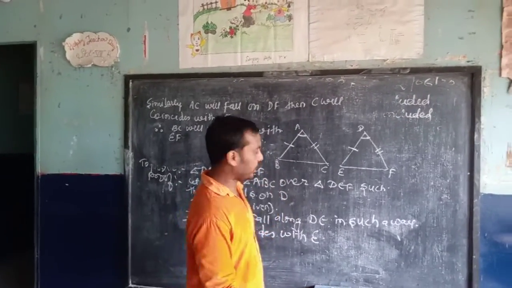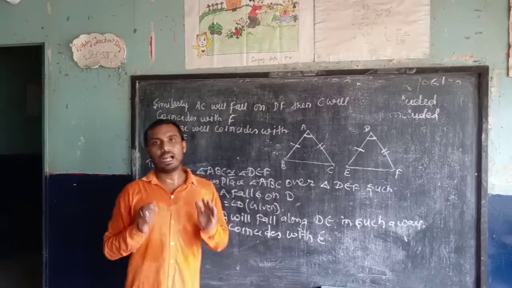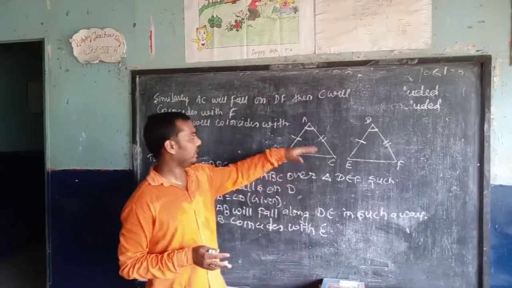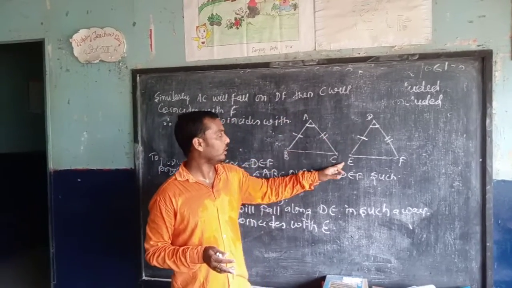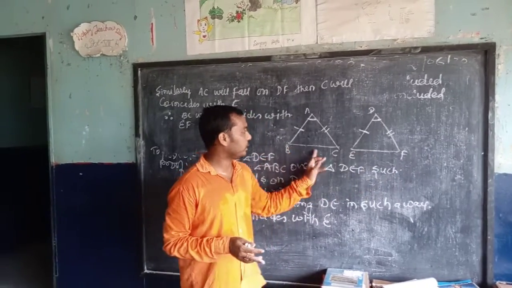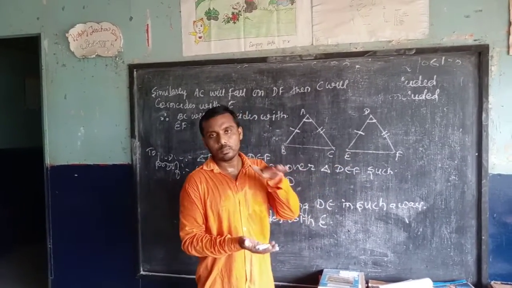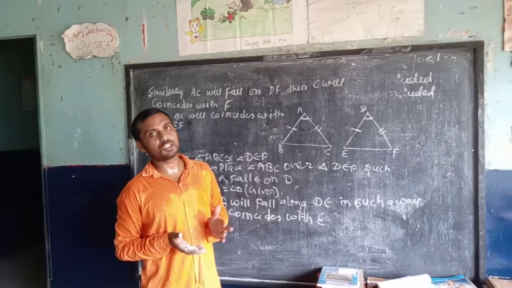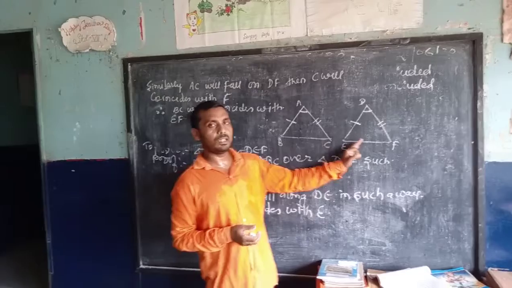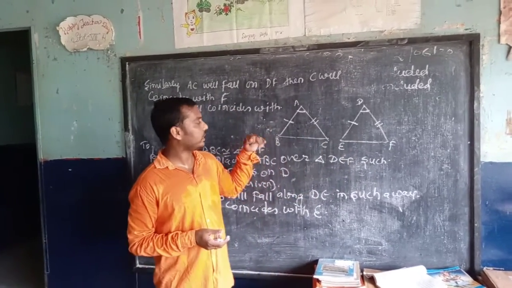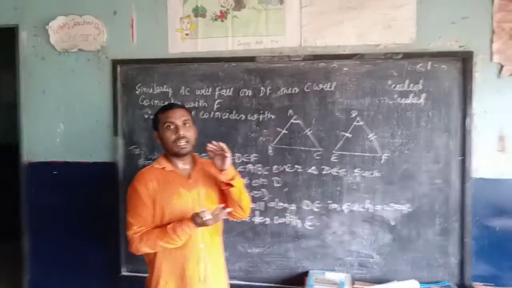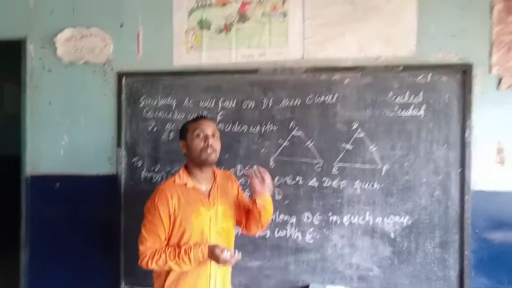Since we have kept triangle ABC over DEF, and we have observed that A has coincided with D, that means AB will coincide along DE, AC will coincide along DF, that means BC will also overlap EF completely. So what has been observed? It has been observed that each part of triangle DEF gets covered by triangle ABC. Means ABC covers triangle DEF completely.